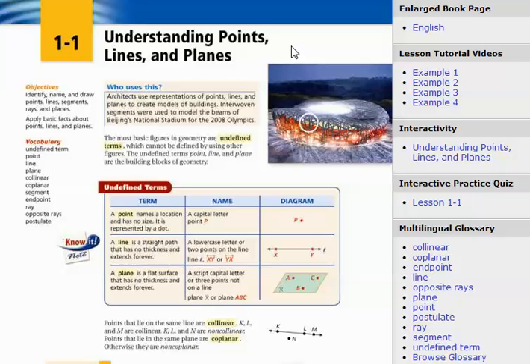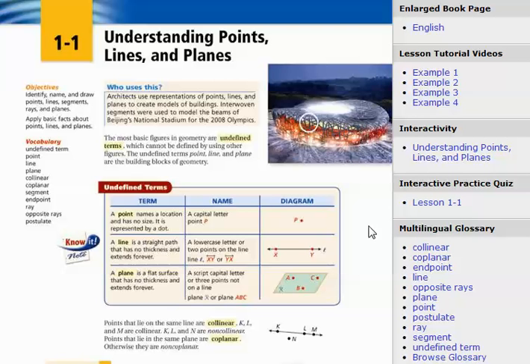First of all, Chapter 1, Section 1 starts out pretty basic stuff here, understanding points, lines, and planes. And of course, this is from your textbook. You certainly can look at some of these examples after I go through it. I'm just going to briefly go through just a couple of things here.